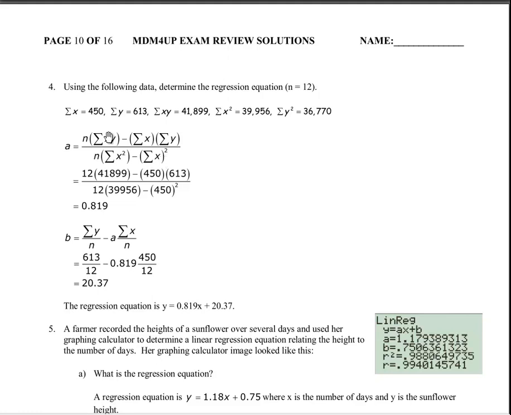And so we're just filling in all these values. So n's 12, so 12 goes here, and 12 goes here. The xy sum, 81,899, goes here. Sum of x, sum of y, so 450 times 613 here.